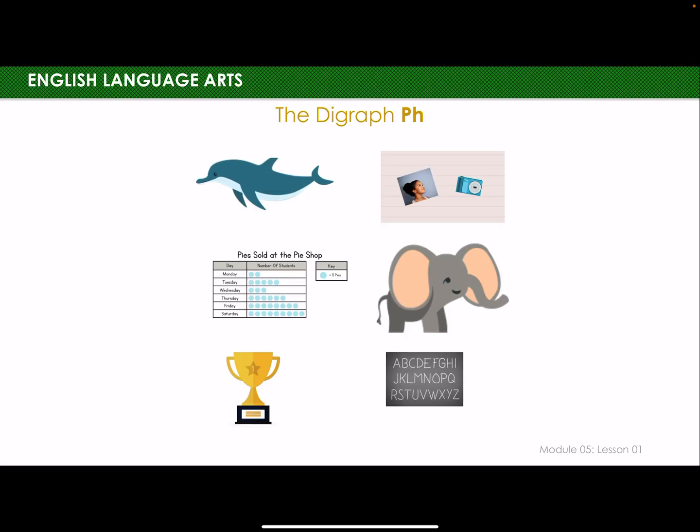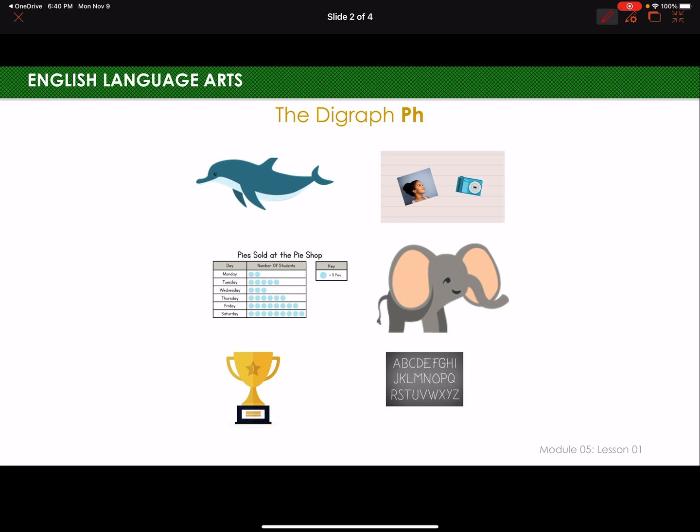This week we are studying a new digraph, the PH digraph. Now we remember that digraphs are when we have two consonants that make separate sounds, but when you put them together, they make a new sound. Do you remember some of the digraphs that we've learned so far?